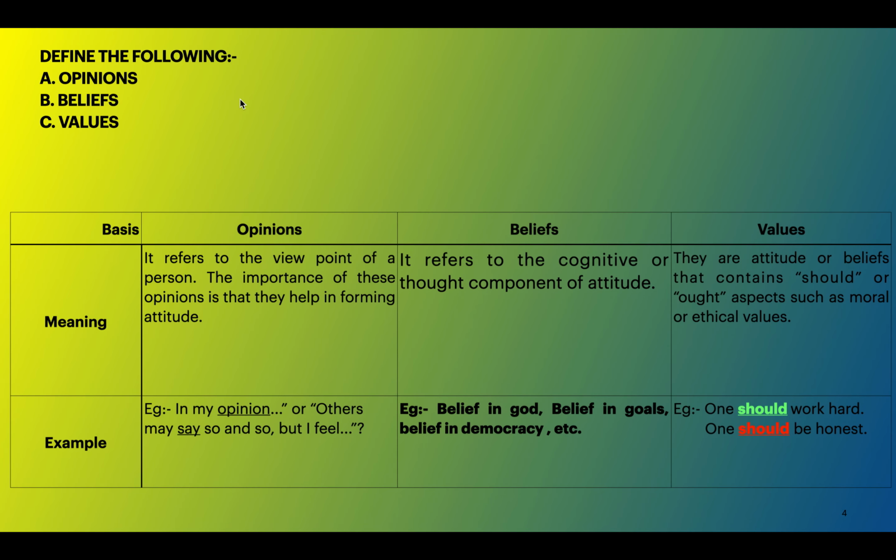Now, like I mentioned before, attitude is a comprehensive term and it is an amalgamation of a lot of things. Opinion, belief and values are the basic terms which help in forming a person's attitude. Opinion refers to the viewpoint of a person. The importance of these opinions is that they help in forming attitude.